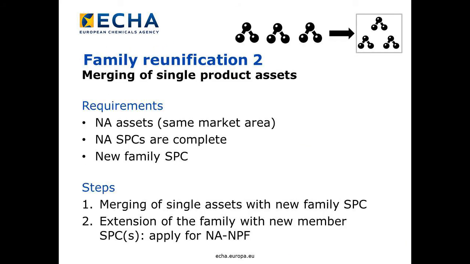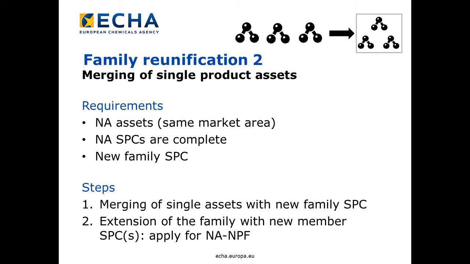In the second scenario, a new family out of numerous existing former frame formulation members available as single national authorization assets in R4BP3 from the same market area, you will need a new family SPC in addition. You will need to reuse the already existing SPCs in the different assets available in the same market area and complete them using the SPC editor. In addition, you will need to create a new product family SPC using the SPC editor.